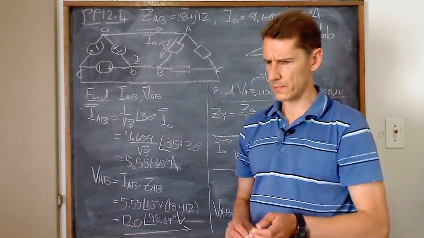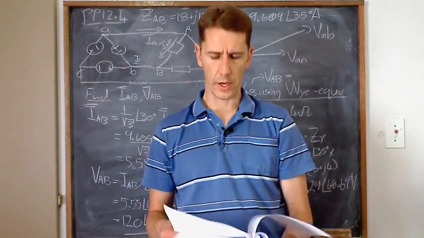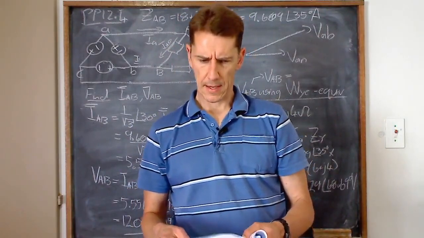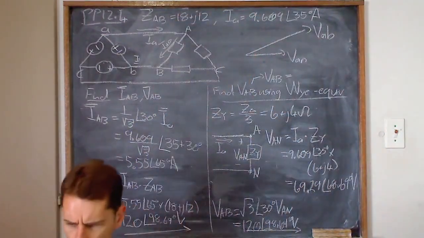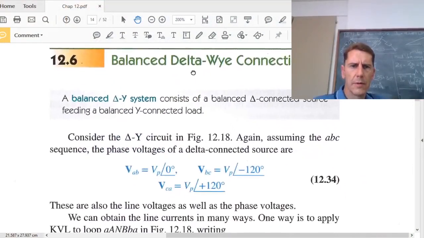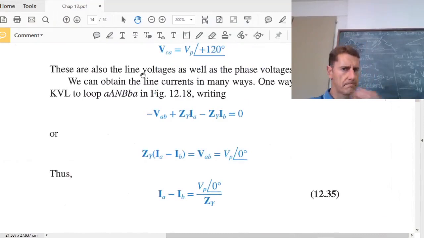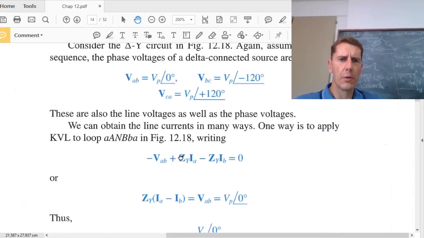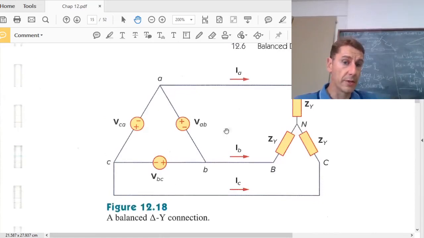The last little bit that we're going to do is 12.6 now, which is the Delta-Wye connection. So let's just quickly run through that, look at the circuit for that one. There we go. Okay, I want to see my PDF as well. I want to do this bit of the theory a little bit different than what the textbook does. First I want to look at the circuit. There we go. You've got a delta connected source, Y connected load.